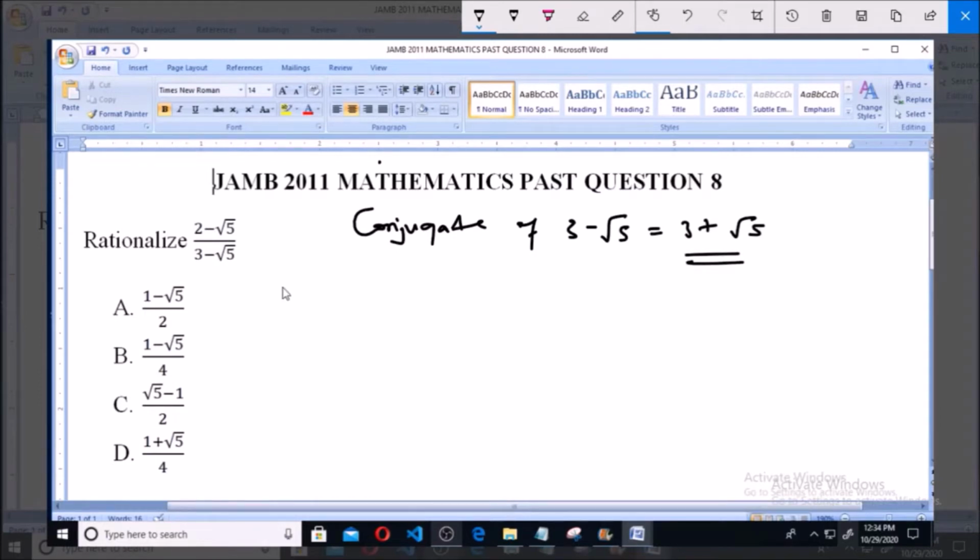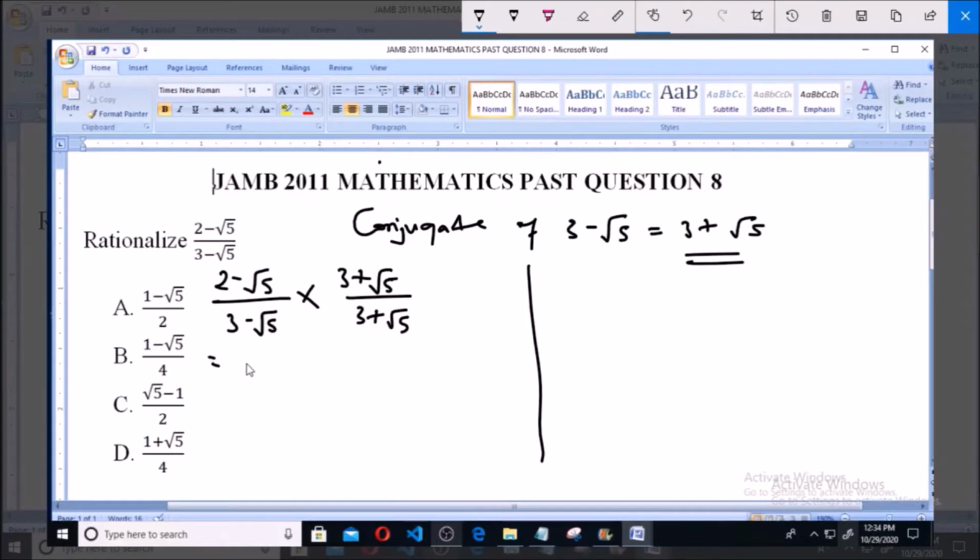So now we'll be having 2 minus root 5 all over 3 minus root 5 multiplied by 3 plus root 5 all over 3 plus root 5. So here we have 2 minus root 5 into 3 plus root 5 all over 3 minus root 5 into 3 plus root 5.